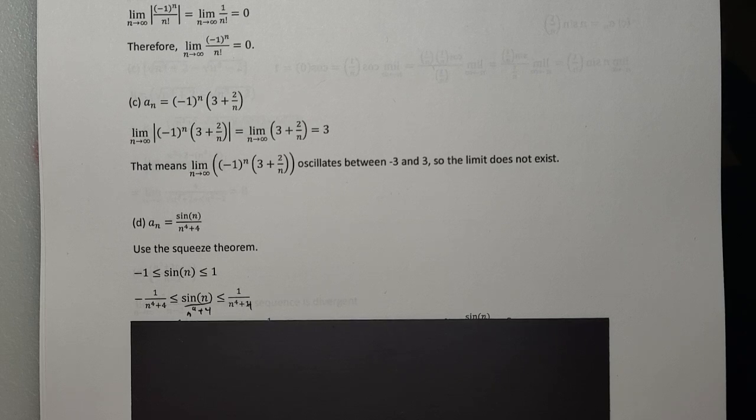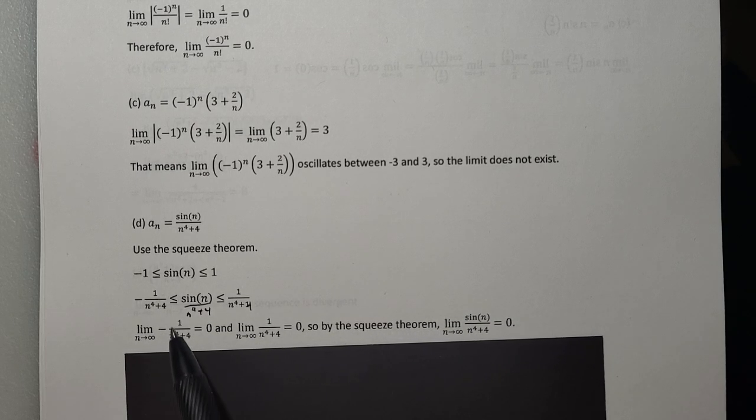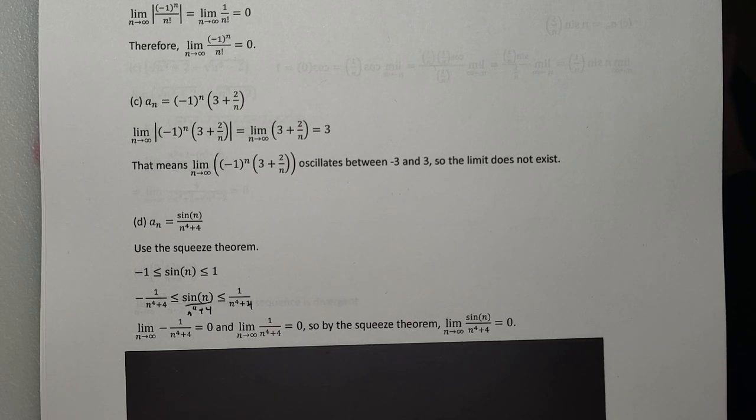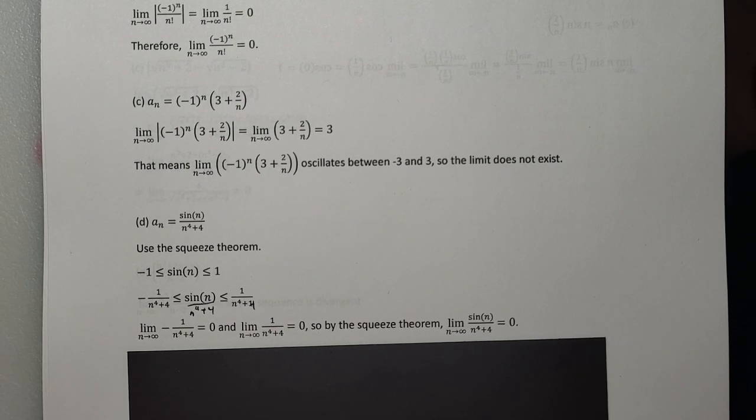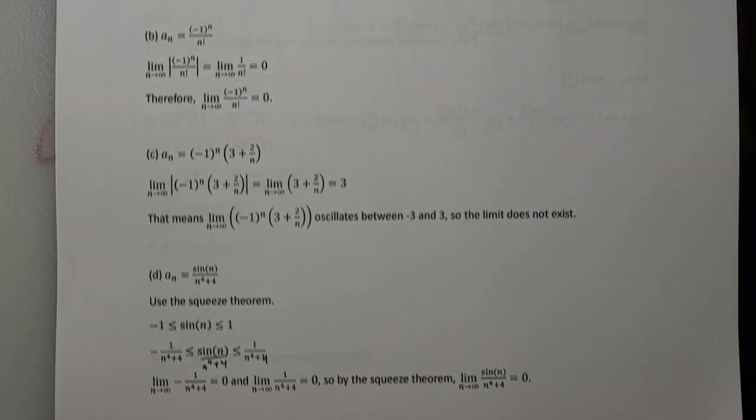Okay? Now we take the limit as n goes to infinity of this guy, that's 0. Limit as n goes to infinity of this guy, that's 0. So by the squeeze theorem, the middle as n goes to infinity also approaches 0. Okay, so this is nothing new, hopefully. That's number 1. Let's get some more practice.